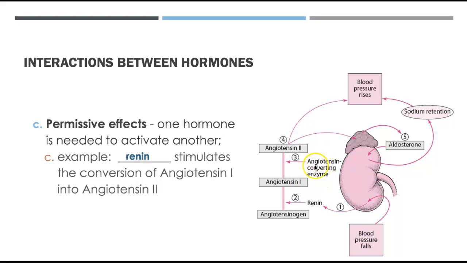And then we have another enzyme that comes in called angiotensin converting enzyme, also known as ACE, that converts angiotensin 1 to angiotensin 2. And angiotensin 2 assists with, one, activating secretion of another hormone known as aldosterone, as well as having certain effects such as vasoconstriction to raise blood pressure.